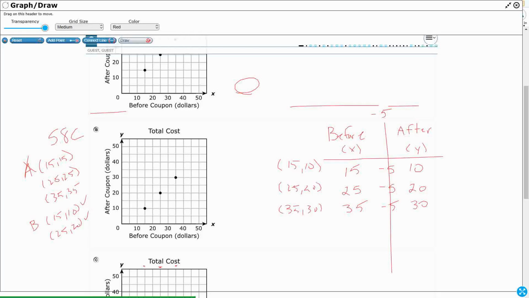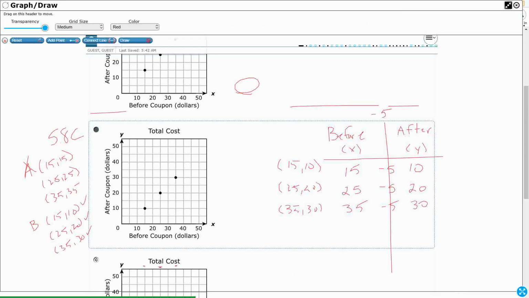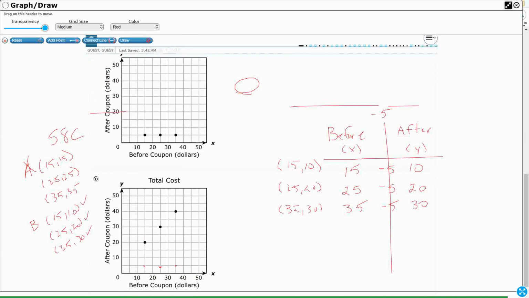Good. And then it's got 3530. All right, that looks good. I'm thinking it's B, but let's double check to make sure I didn't miss something on C or D. Well, look at C. They just used the $5 as the Y value for all three, so it's definitely not C.